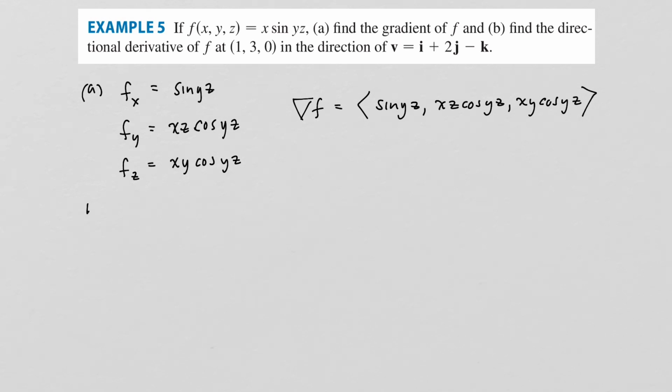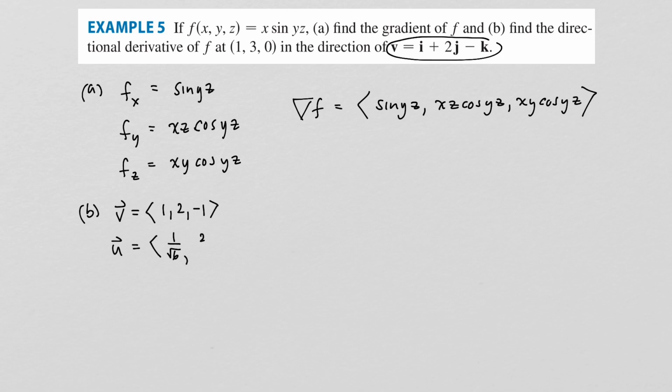So for part B, the first thing I need to do is find the unit vector that points in the same direction as vector v. Vector v is the vector 1, 2, negative 1. So the vector u that points in the same direction is going to be 1 divided by the length of that vector. And the length of that vector is 1 squared plus 2 squared plus 1 squared, which is 6, and then the square root of that. So we have radical 6 as the length. So we're going to divide all these coordinates by radical 6.